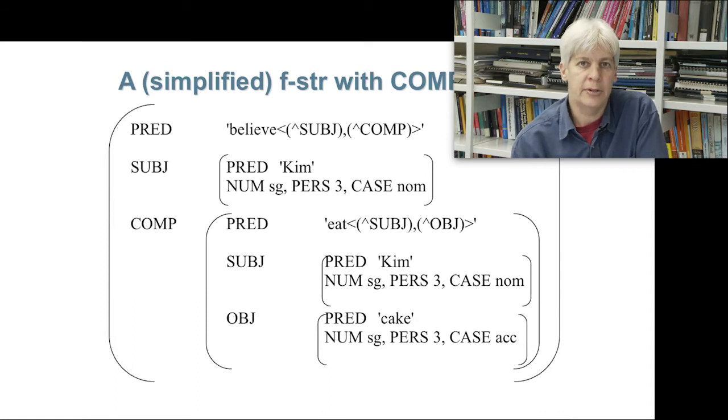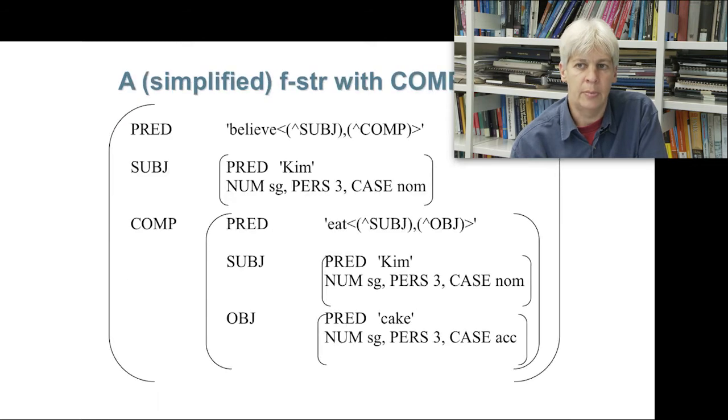Okay, here's a simplified F structure with a comp. This is how you would analyze the sentence. Let's see what the sentence should be. The main predicate is believe. It takes a subject and a comp. The subject is Kim, third person singular, case nominative. The other argument is the comp. The comp is a whole predicate with a subject and an object again. So it contains a pred, eat, which has a subject and an object. The subject is Kim. Actually, that should probably be gorilla, not Kim. That's a typo there. So Kim believes that, not Kim, but the gorilla ate cake. Okay, that's what this is standing for. Object is cake.